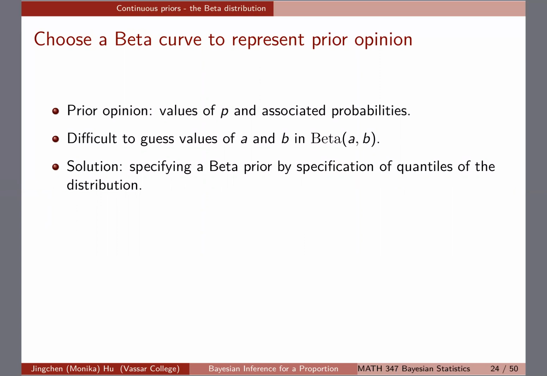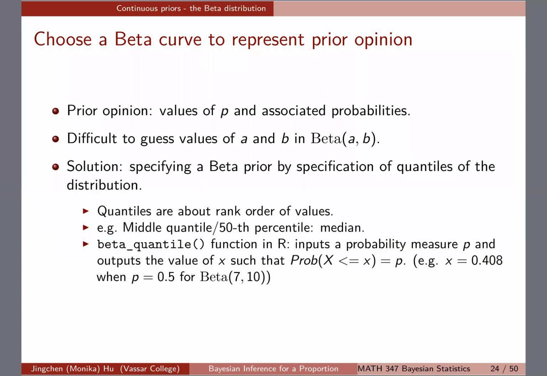So the solution that we're going to provide for this class is, instead of thinking about the values of A and B directly, we can think about specifying a prior by specifying the quantiles of the distribution. Okay, so first of all, quantiles are about rank order of values. The one that people know mostly, I guess, is the middle quantile, the 50th quantile, which is the median. Okay? So this is saying that you have a sequence of values, you sort them, and then you choose the middle value, and that's the median.